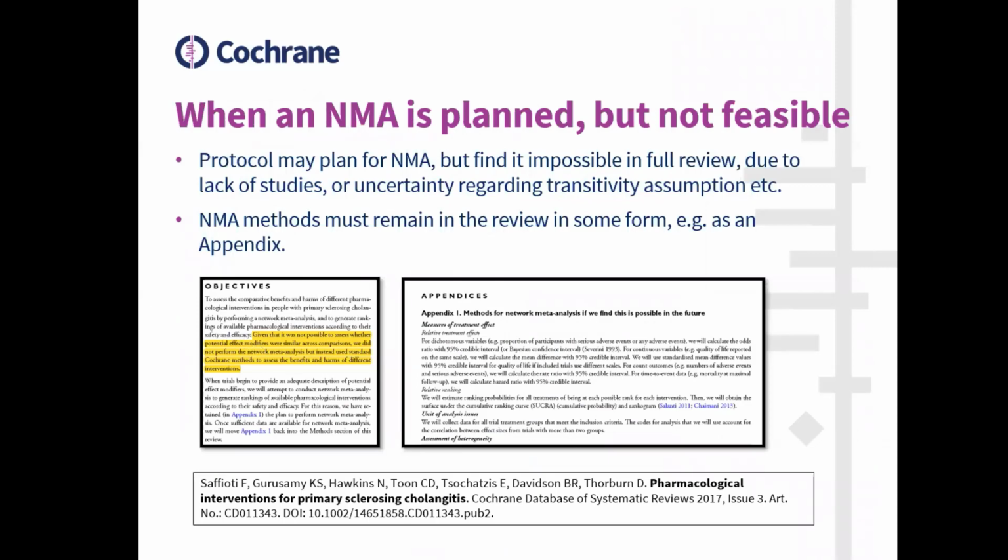So when a network meta-analysis is planned but not feasible, I've already touched on this. The protocol may plan for the network meta-analysis, but it's not possible in the full review because of the lack of studies or the transitivity assumption, for example. So it'd be useful to keep the network meta-analysis methods in the review in some form, such as an appendix, so that in future versions of the review, if it is possible to do, you have your methods there rather than just deleting them all. But again, this touches on why some people include methods for pairwise comparisons as well. So if it's not possible to do a network meta-analysis, they can undertake the pairwise comparisons.